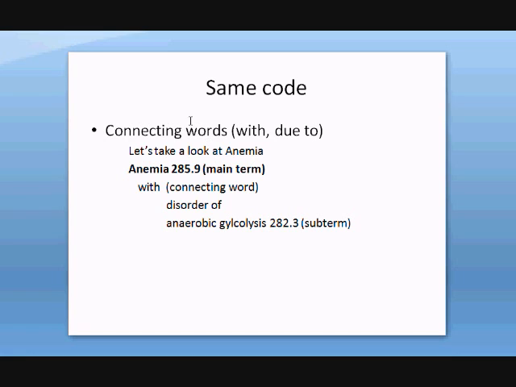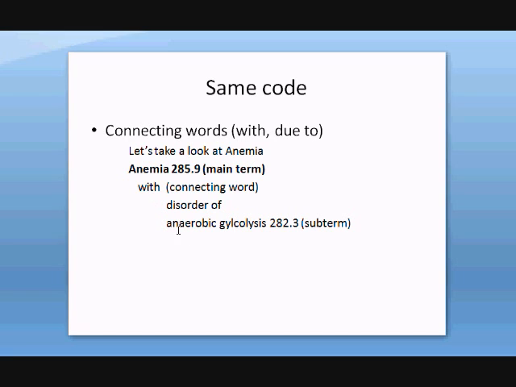So let's say, for instance, we're looking at anemia. The main code that you see next to anemia would be 2A5.9, which, when it's next to the main term, is usually a very unspecified, general code. And now you have a connecting word like with, all right? And then you have on the bottom here disorder of anaerobic glycolysis, which we actually saw when we were looking up earlier in the video, I believe. All right, so these are connecting words. You have to be very careful with connecting words. People get them confused.